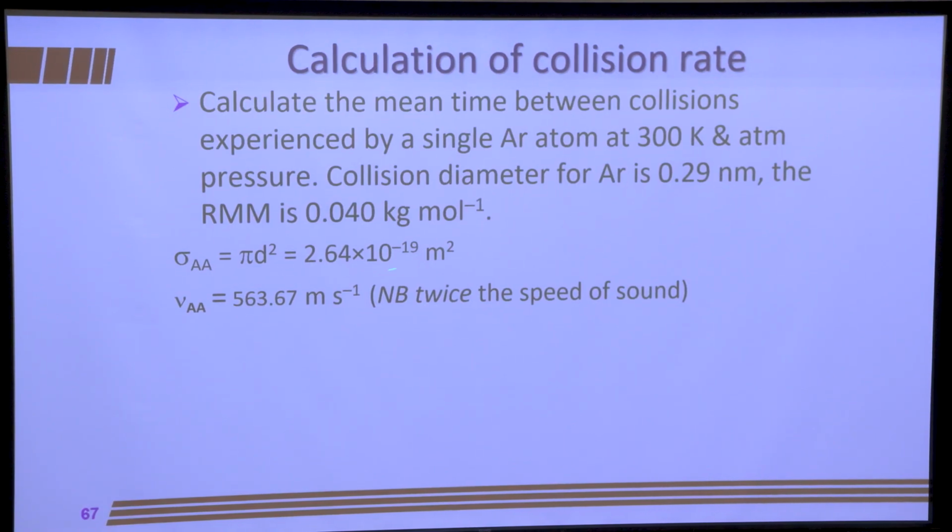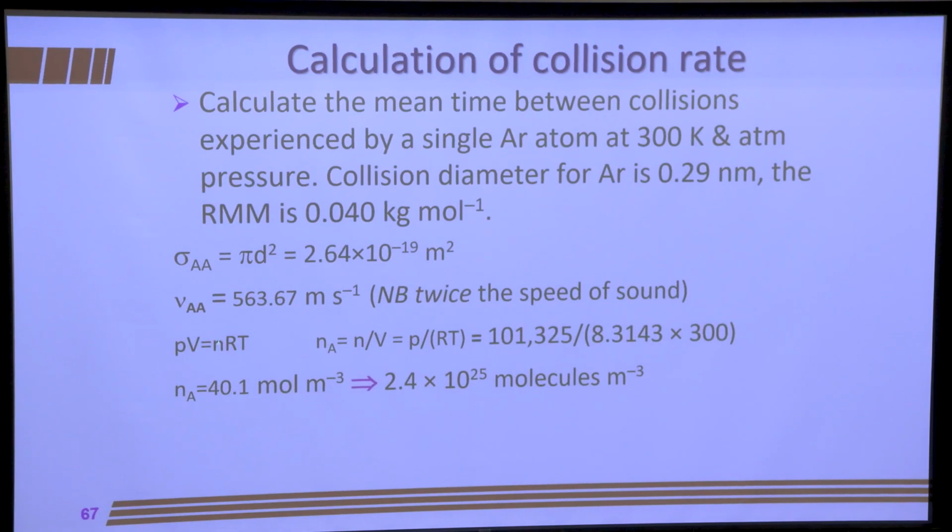I've shown the calculation here. Do it yourselves and see that you get the same number as me, so that you prove to yourself that you can do it, not to me. So even at 300 Kelvin and atmospheric pressure, argon atoms are moving at twice the speed of sound, or almost that. It's 563.67 meters per second.